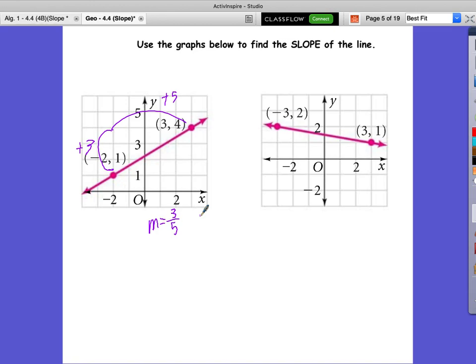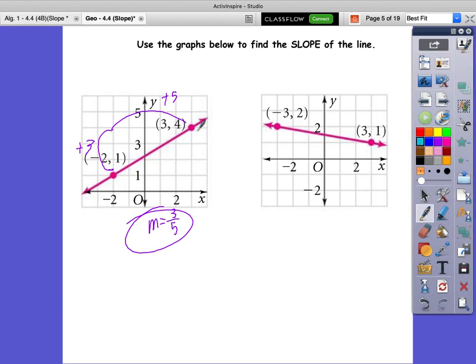Okay, we leave it as a fraction. We like fractions for slope. That helps us interpret it later. Can we reduce it? No. Wait, I have a question. What if there's points in between it though? Then you could use a different point. But there wouldn't be if it's 3 over 5. That's why.